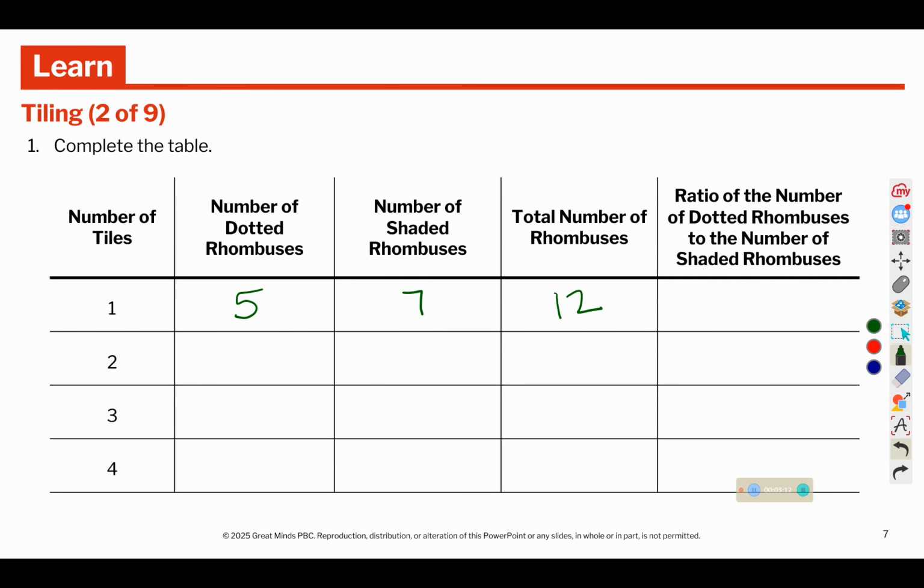In the last column, it asks for the ratio of dotted to shaded. Since the dotted was mentioned first, the 5 comes first in our ratio. Now we're going to look at if we had two sets of the tile.